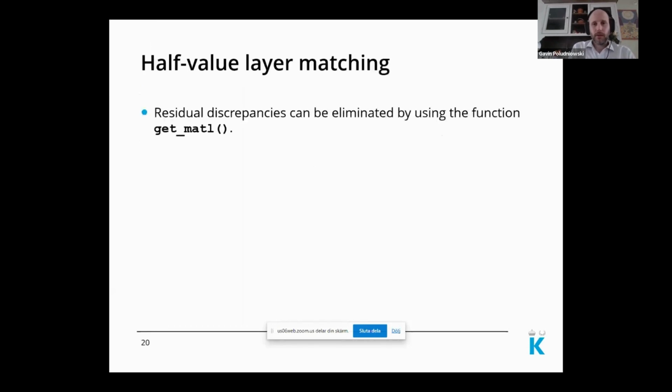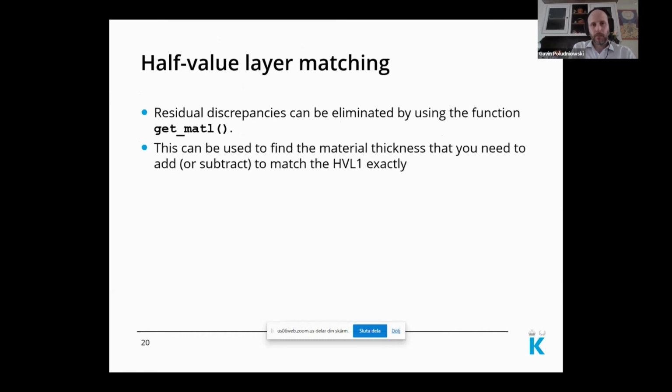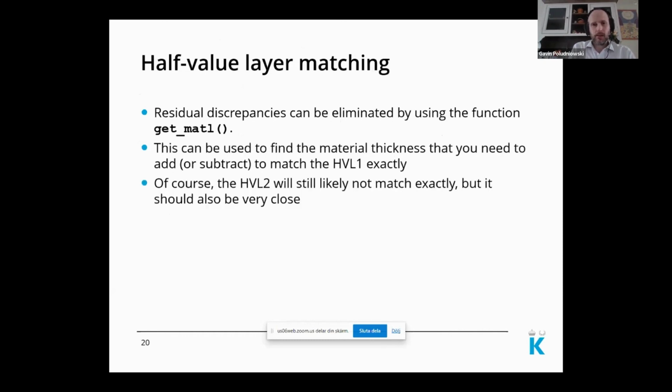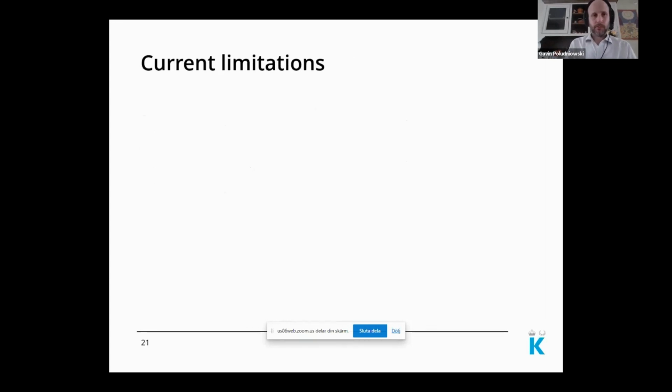And I just want to say, if you want to match a HVL exactly, you can use this convenient function in SpecPy, which can give you an exact agreement. It can tell you how much material you need to add or subtract. But the HVL2 may not match exactly, or likely won't, but it should, as this is a pretty good spectrum model, it should be very close.